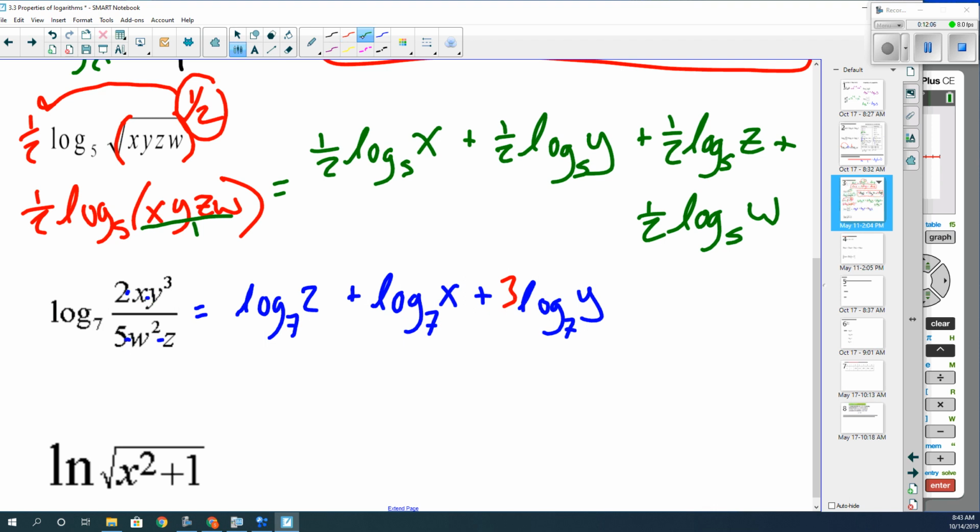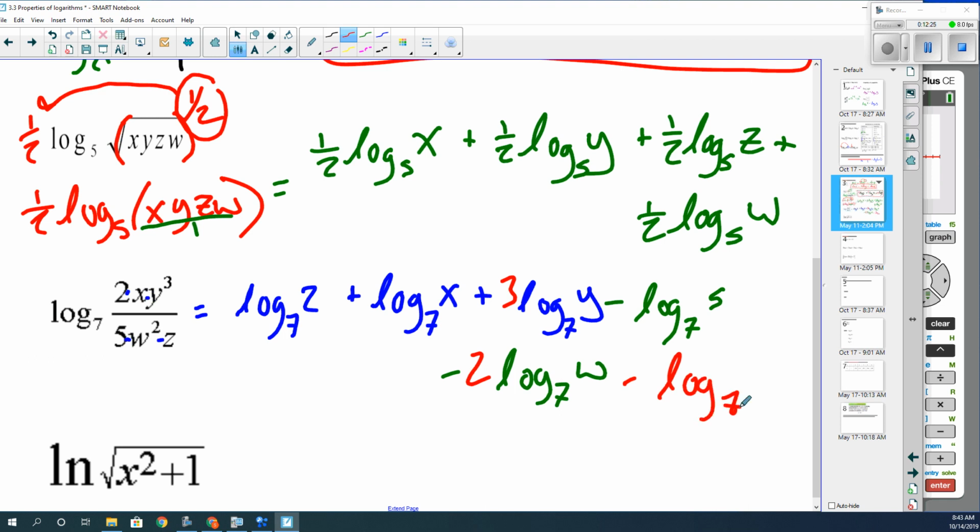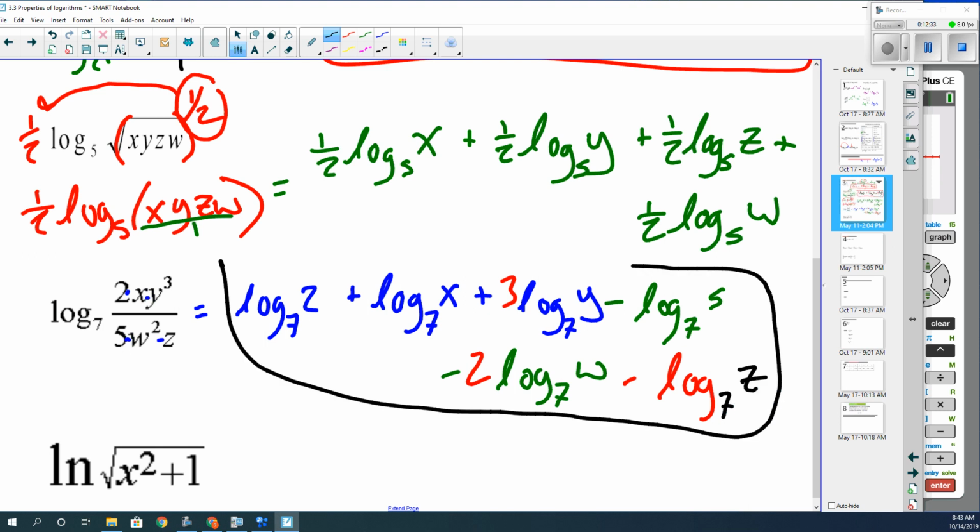Now I move on to my denominator, so minus log base 7 of 5, minus log base 7 of w squared, but I don't want to leave that square on the w, so I bring that 2 in front. And then I go minus log base 7 of z. So that big long stream right there is my answer.